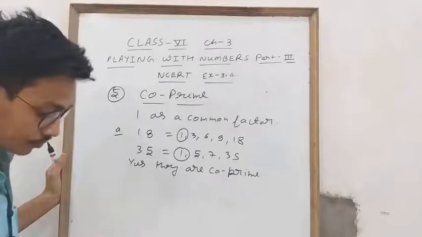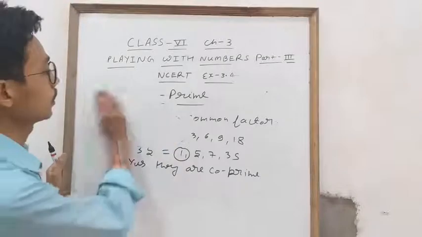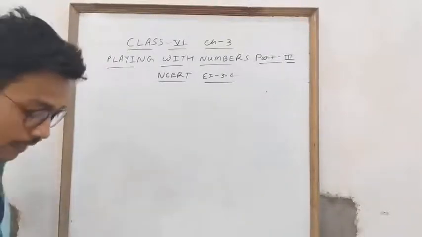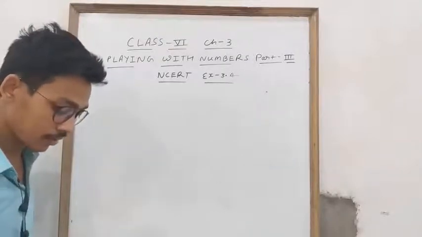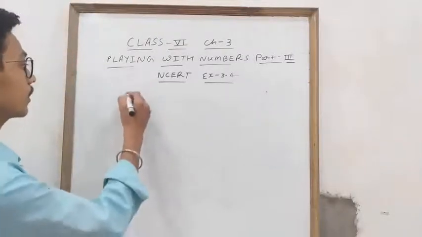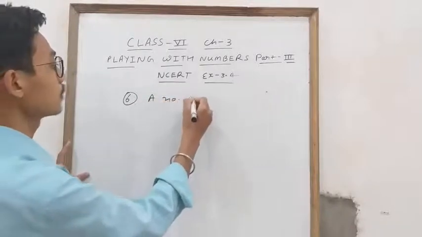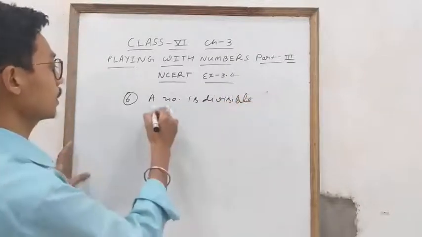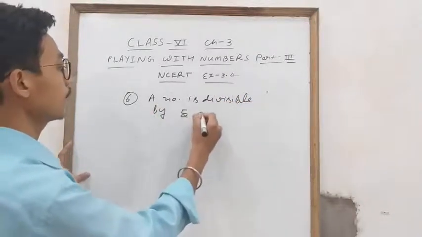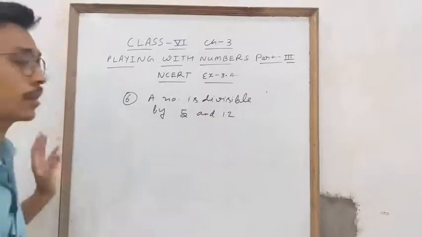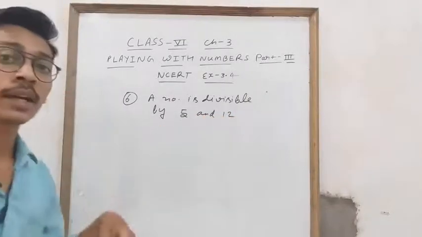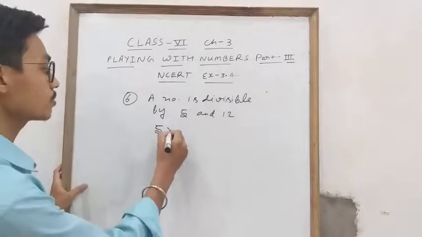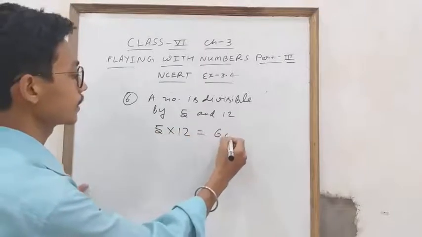Clear student? Now the next question I am going to solve. What is given? A number is divisible by both 5 and 12. By which other number is it always divisible? If a number is divisible by 5 and 12, it is also divisible by the multiple of 5 and 12, that is 60.